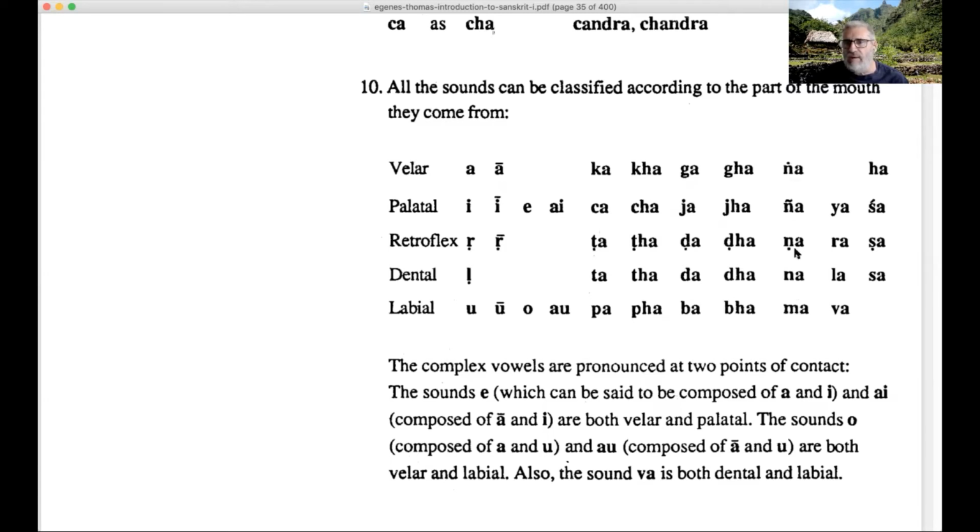This column here is the nasals. Again, we went through the nasals just now: na, nya, na, na, ma.